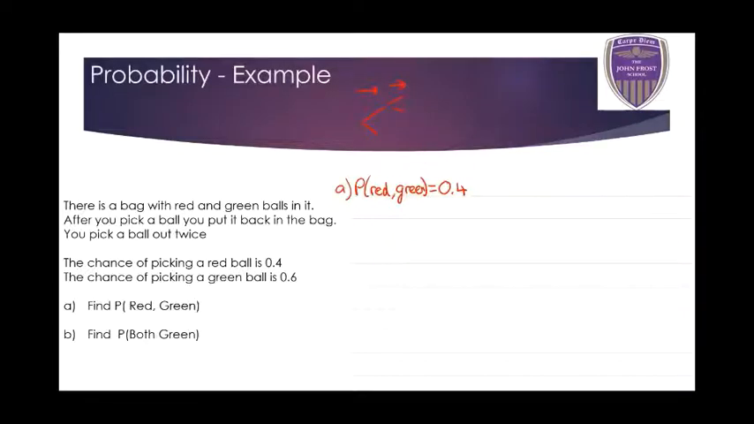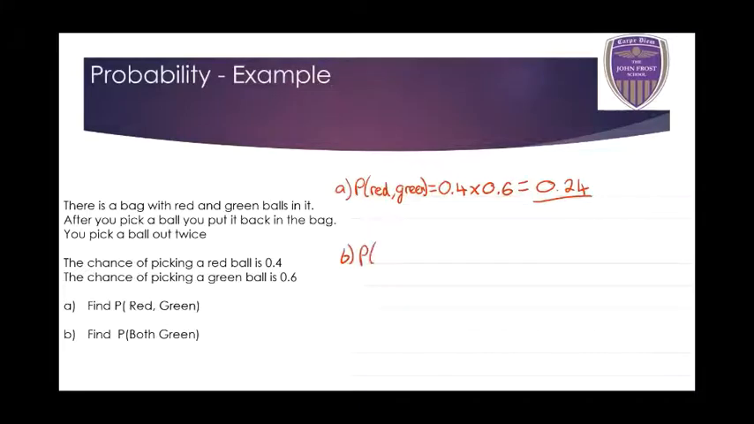When we go across a probability tree, or when we think of an outcome and another outcome happening after that, we multiply them together. So the chance of a red ball is 0.4 and the chance of a green ball is 0.6. Therefore, the probability of red then green is 0.4 times 0.6. You can use a calculator for this lesson. That will be 0.24. So that's the answer for A.